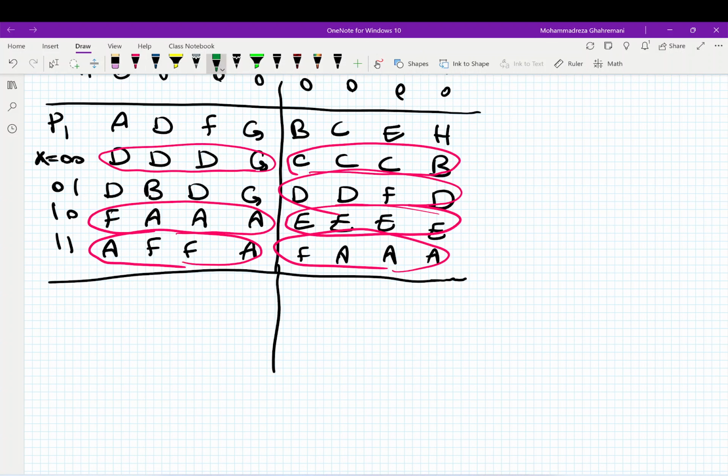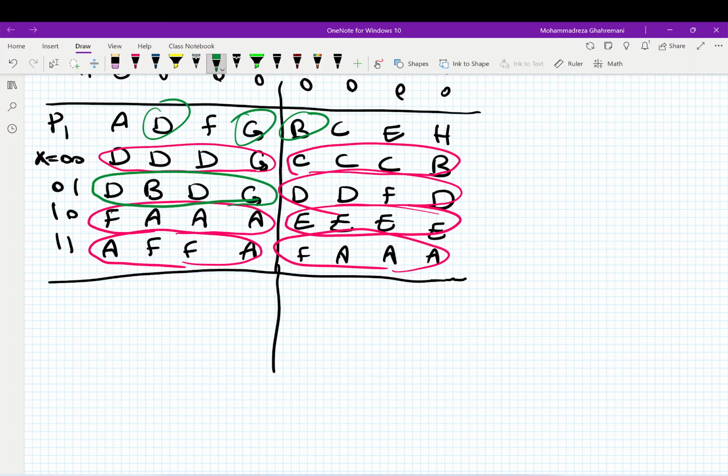But D, B, D, G, it's not in the single block because D is in this block. B and G, D is in this block. B and G is in this block, but B is in another block. Okay, so we need to fix these states.